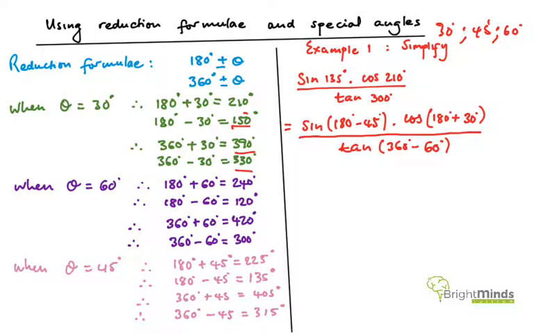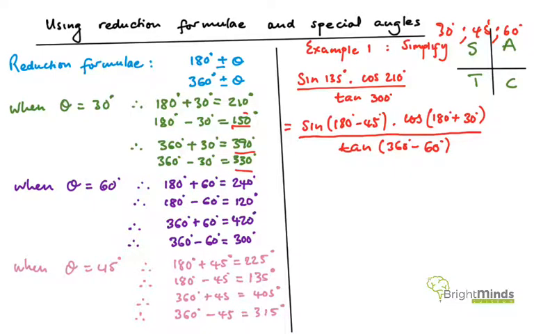Now what I'll do is apply my CAST diagram. We used to memorize this as saying all students take chemistry or all students take commerce, whatever suits you in that class. It used to be a very big debate during our time when we were learners. It doesn't matter which one you use, but that is the CAST diagram that will tell you which trig ratios are positive and negative in which quadrant.